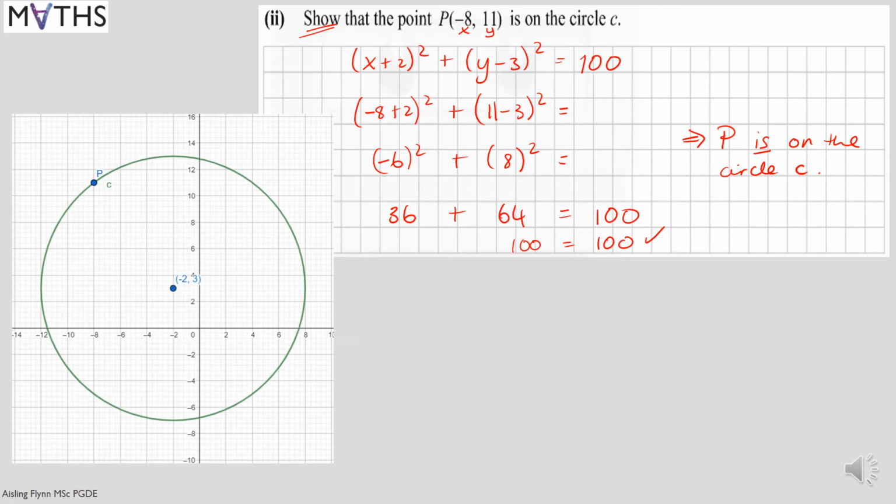Okay, so let's see what that looks like. Yes, so P is minus 8, 11. So you can see the point P is there.